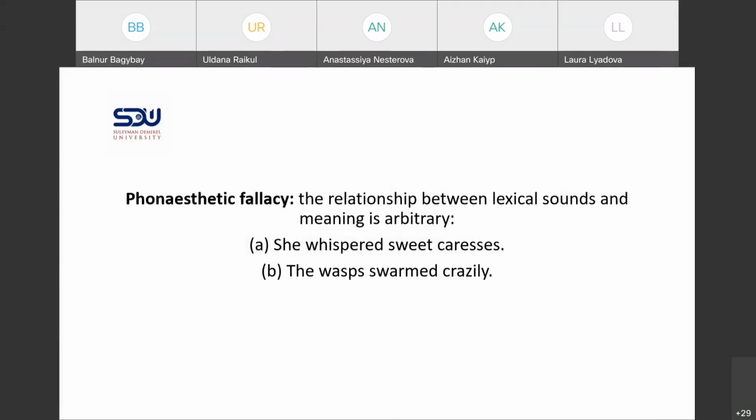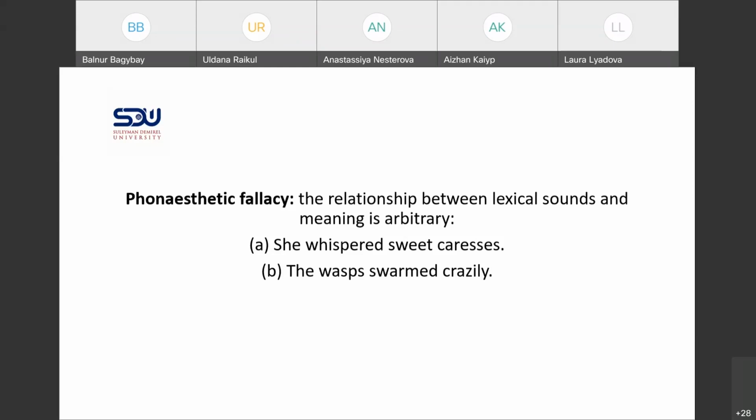So, let's have a look at the phonaesthetic fallacy, and probably you will understand what phonaesthesia is through that. The phonaesthetic fallacy is that the relationship between the lexical sounds and the meaning is arbitrary. It is showing that the meaning can be arbitrary. As you may remember, arbitrary is something about being different, right?